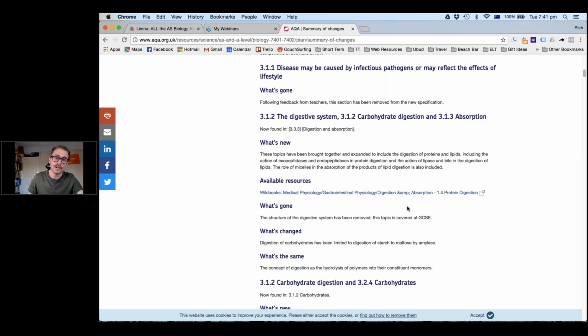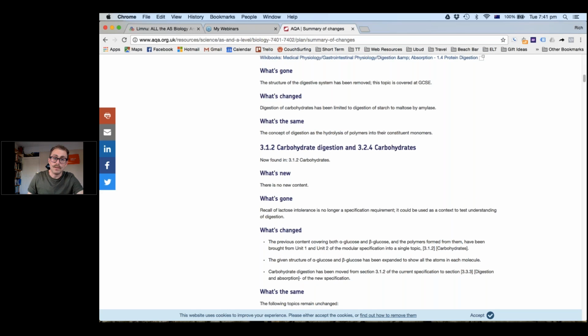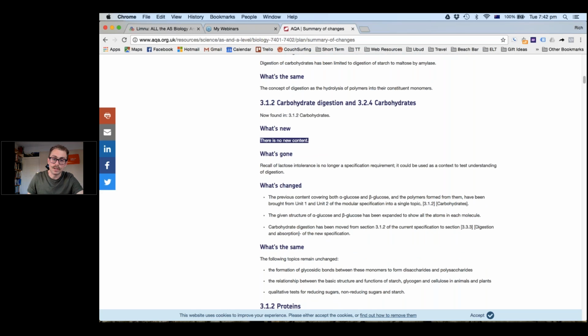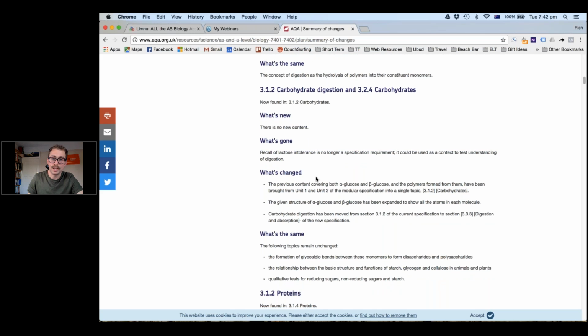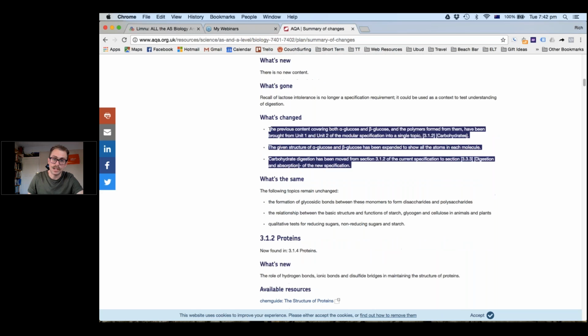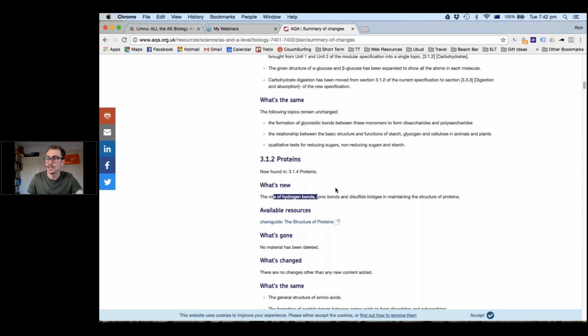So you can look up, for example, carbohydrates. There's no new content, so that tells me that no new content has been added. All the content that's gone, you don't have to know about lactose intolerance anymore. It tells you what's changed, and it tells you what's the same. Proteins, what's the same. So it tells you what's the same and what's different. That's useful if you're using the old past papers. OCR don't do one, I'm afraid.